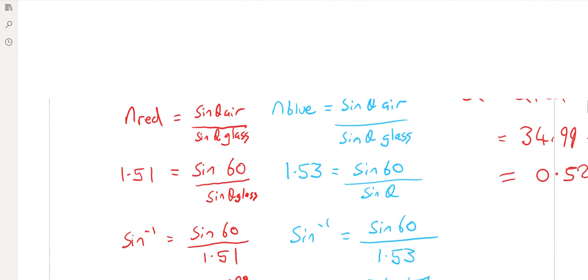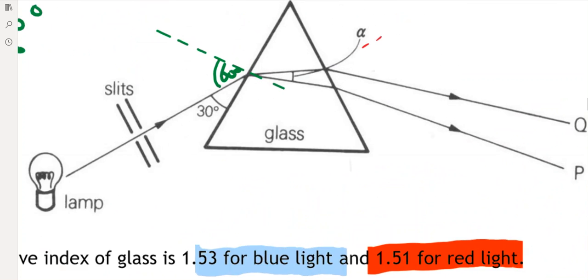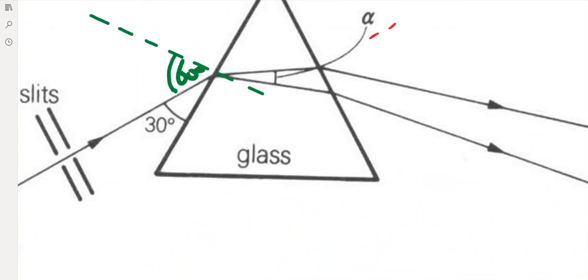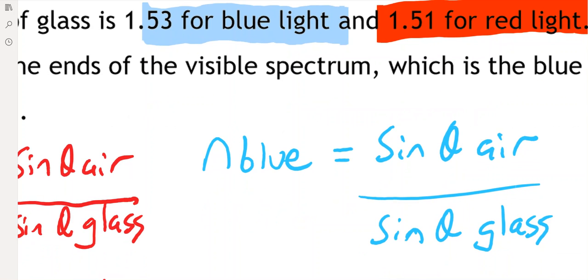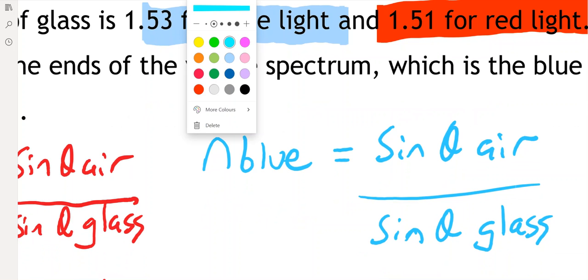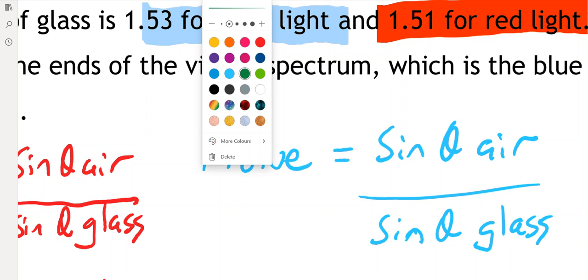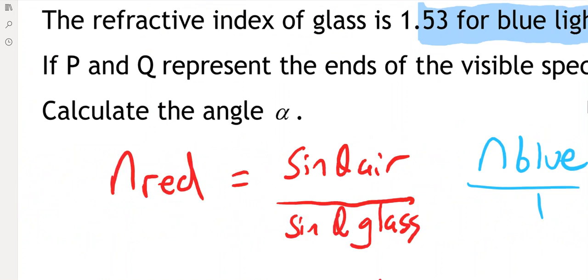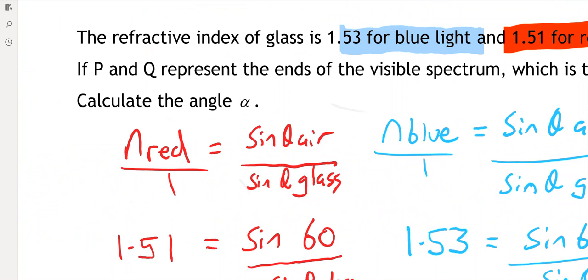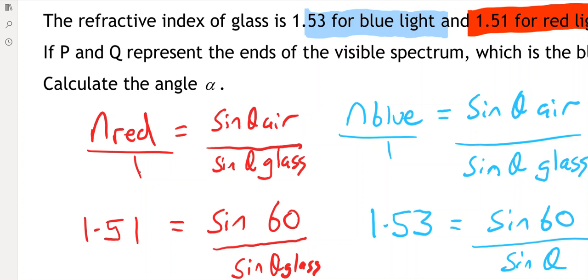Let's have a look at blue. So the blue light, again, it is incident at 60 degrees, and then it refracts inside the glass. So the refractive index of blue light is sine theta air over sine theta glass. In case you're wondering, we do not have to include our sine theta 1 just because the value of it is 1. You could have it like that if you wanted. However, because we know that it's 1, we don't necessarily have to show it.